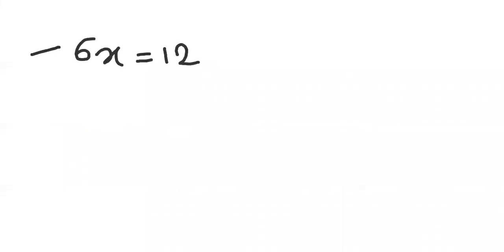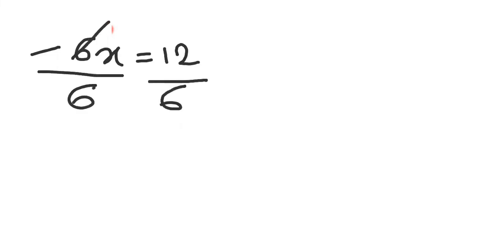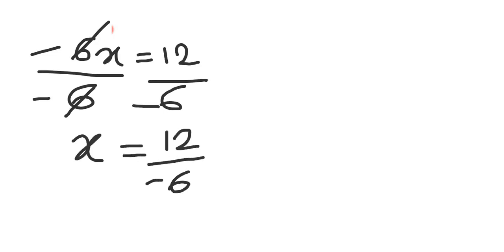Now see, multiplication is here. This is connected with the multiplication. Minus 6 into x. What can I do? I can divide. Both sides I am dividing by minus 6. Now x is equal to 12 divided by minus 6 means normally 12 divided by 6 is 2. Plus divided by minus is minus.